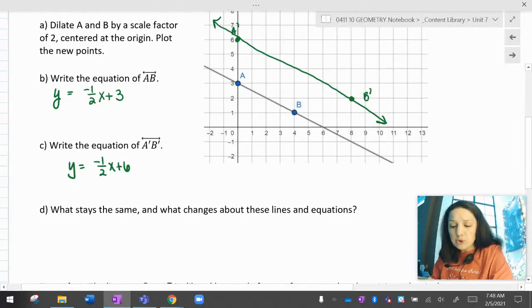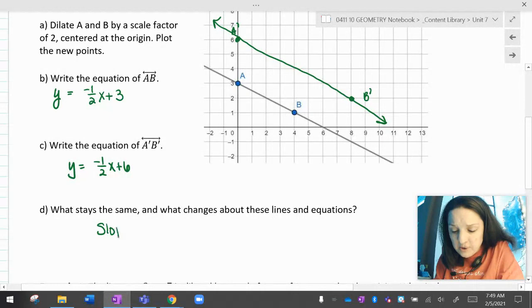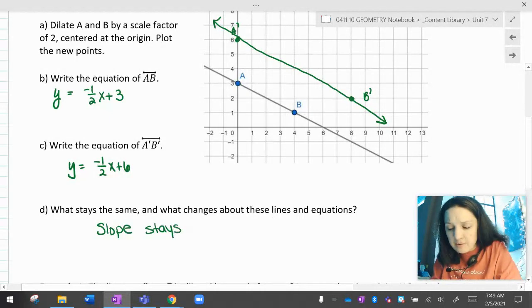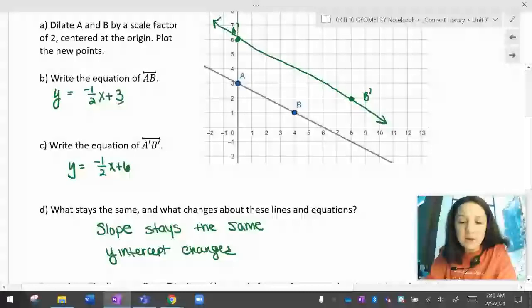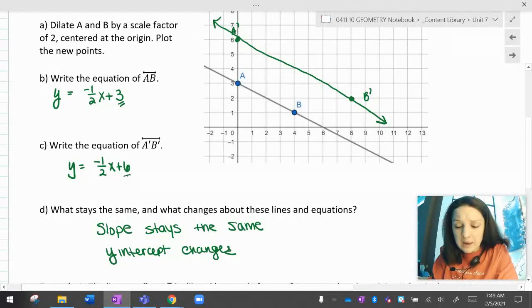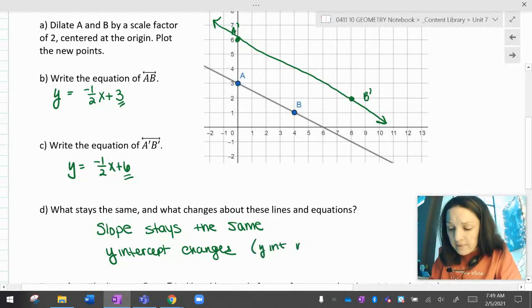What stays the same and what changes? Well, what stays the same? My slope stays the same, okay? Because those lines have to be parallel. And what changes? The y-intercept changes. And in fact, my y-intercept was 3. It became 6. I dilated by 2. And in this case, my y-intercept is multiplied by the scale factor.